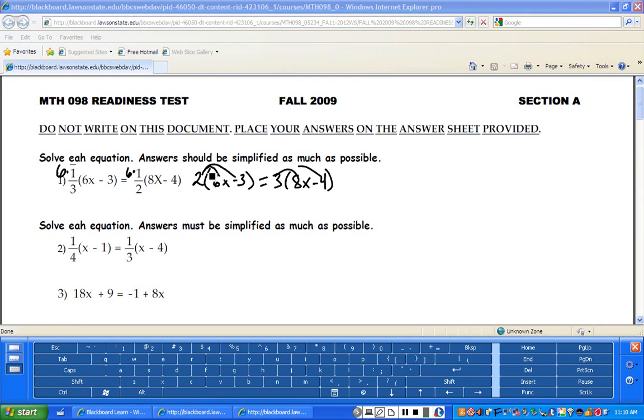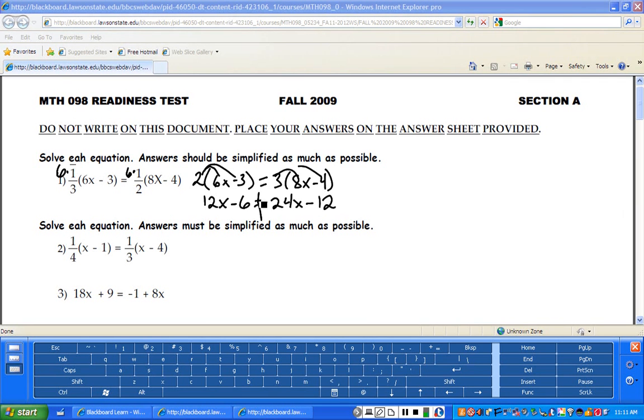Okay, so the 2 times the 6x, 2 times the negative 3, 3 times the 8x, 3 times the negative 4. So that leaves me with 12x minus 6 equals 24x minus 12. Okay, so now at this point what we're looking at is variable x on both sides of the equation. The equal sign splits the equation up into a left side and a right side.